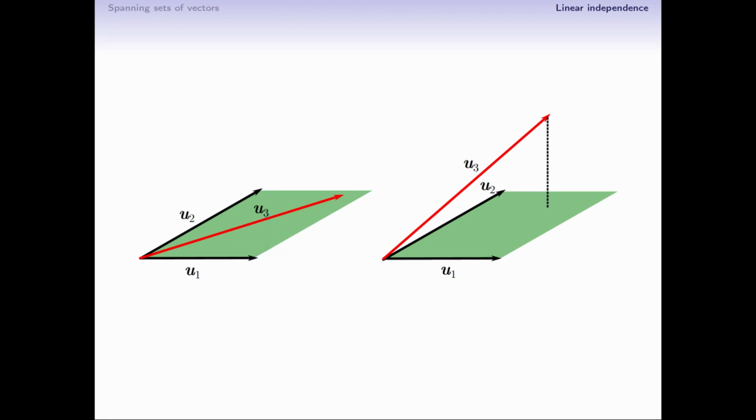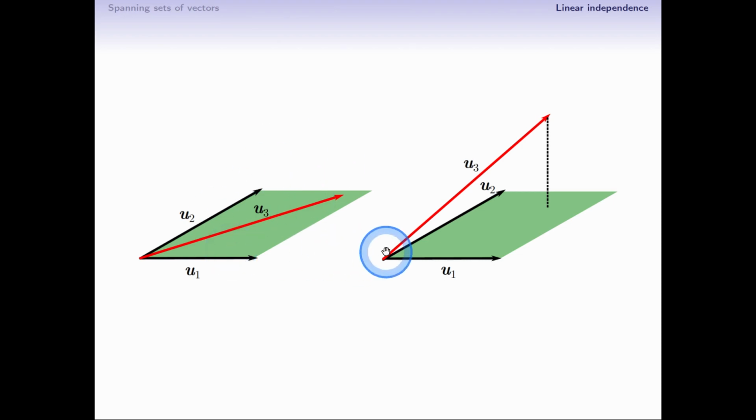Everything in the span of u1 and u2 is reachable on this kind of flat plane. And in this picture, I've got u3 in the span of u1 and u2. It's explainable by u1 and u2. It's reachable by u1 and u2. And in this case, adding u3 to the mix and looking at the span of u1, u2, and u3 never gets us outside of that green carpet. We're still stuck in the plane.